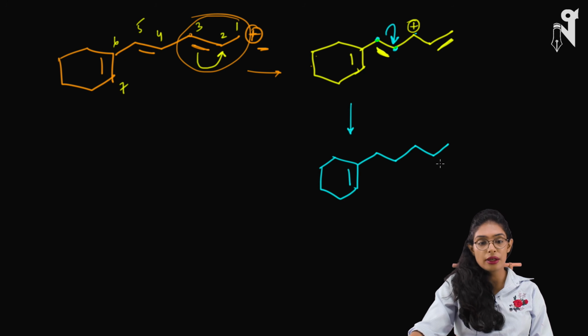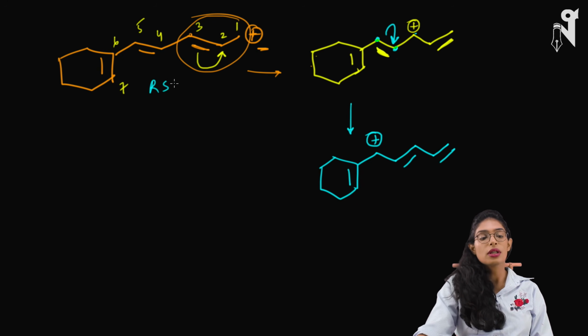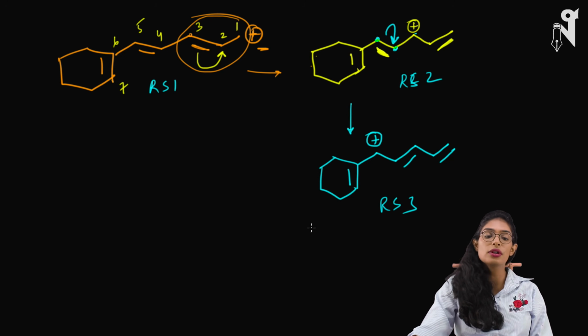Please understand it carefully. So the pi bond has moved over here and the plus charge has moved over here. This is resonating structure 1, this is resonating structure 2, and this is resonating structure 3. Okay, now can I see further conjugation? Yes, there is a pi bond over here, and a single bond and a plus charge.